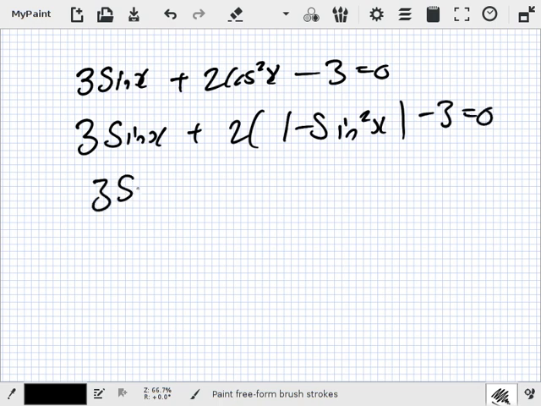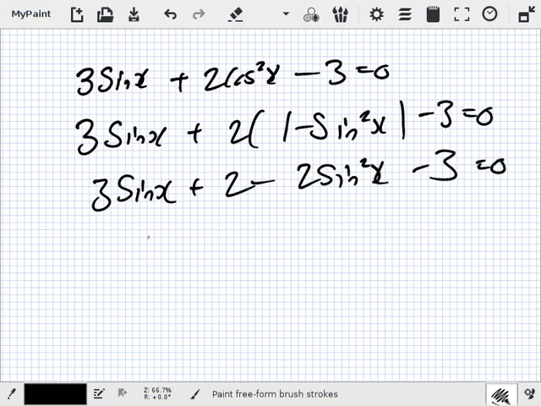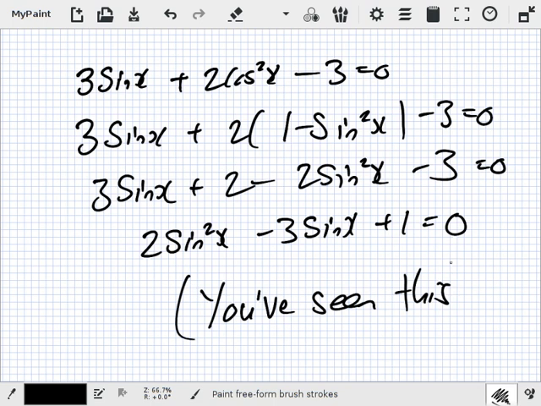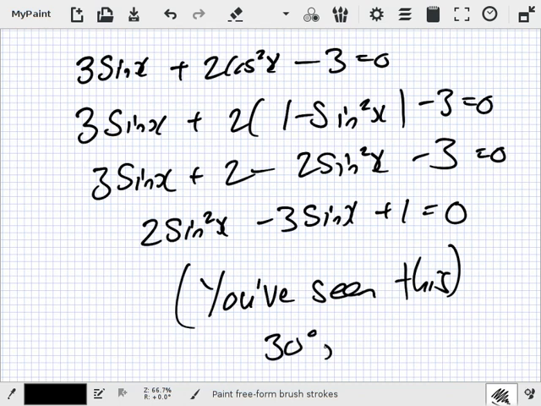So that's 3 sine x plus 2 minus 2 sine squared x minus 3 equals 0. If I take everything to the right, I'll get 2 sine squared x minus 3 sine x. 3 minus 2 is 1. And I believe you saw exactly this one just a minute ago. Isn't that the quadratic we did? So there's obviously no need for me to repeat how to solve this. What did we get? 30, 90, 150.